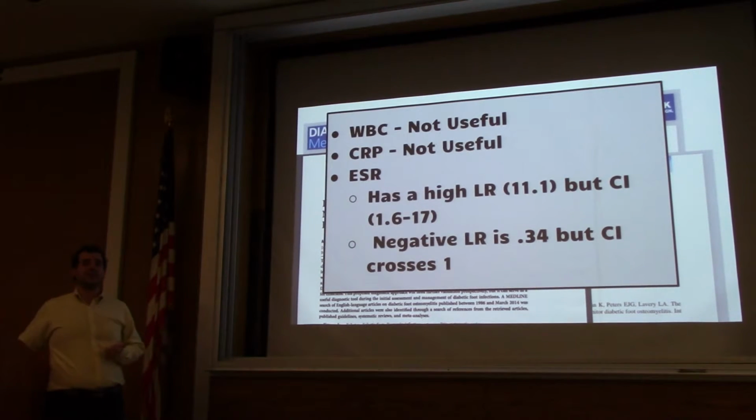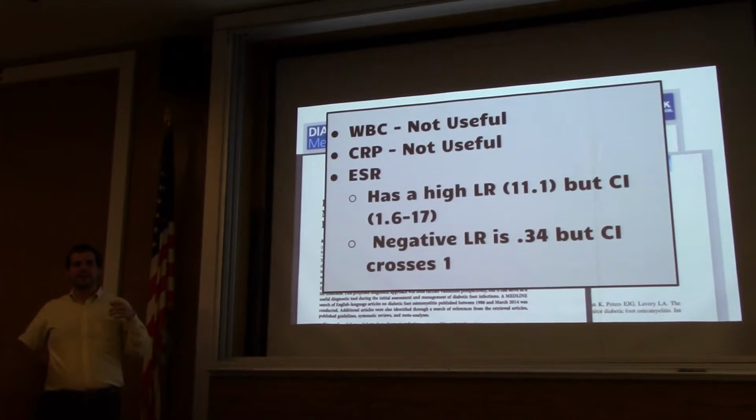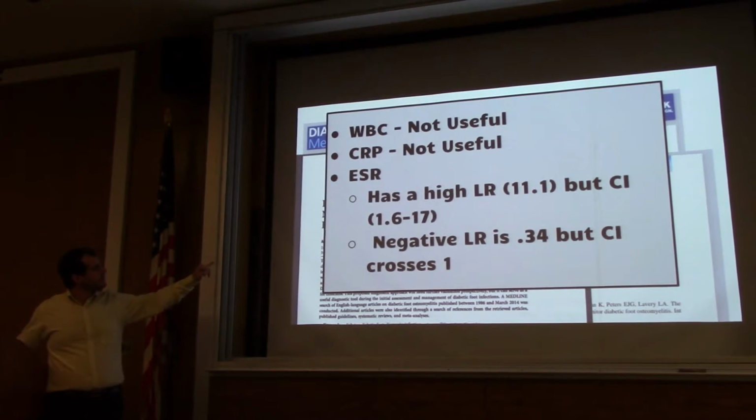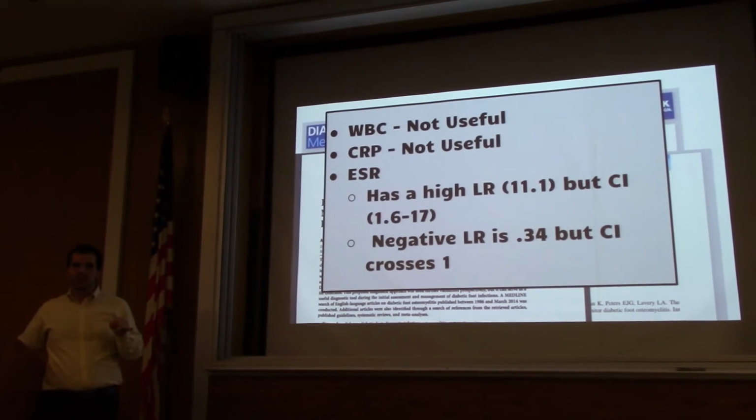WBC has no sensitivity or specificity. CRP is not very useful at all. ESR is the only one that is vaguely useful, and it's vaguely useful because if it's very highly positive, and when I say highly positive, the cutoff in these studies was about 60 to 70, then it has a high positive likelihood ratio. But look for a second at that confidence interval, 1.6 to 17. That's a huge confidence interval, so take it with a big grain of salt.